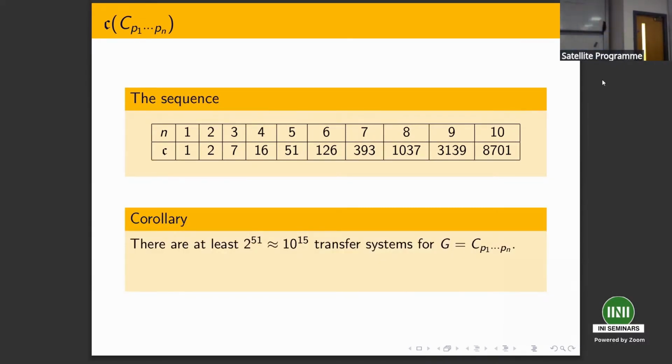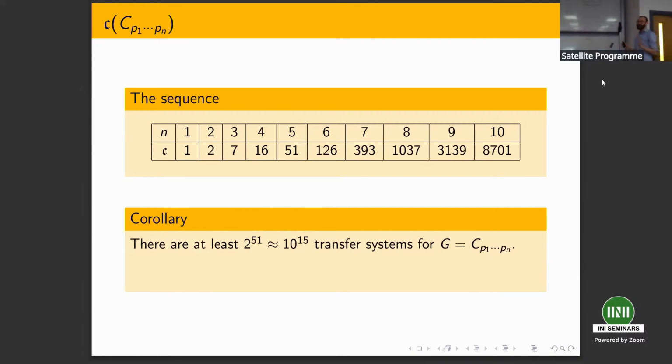Yeah, so that obviously shouldn't be p to the n, this should be p to 5. So we know how many transfer systems there are when n is 4. When n is 5, we can now confidently say that there's at least 10 to the 15 transfer systems for this. So any algorithm that finds these, we want to store them, right?